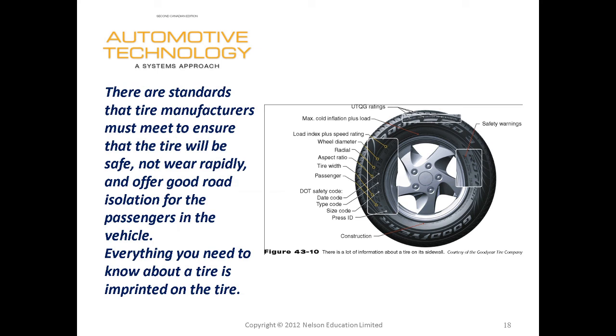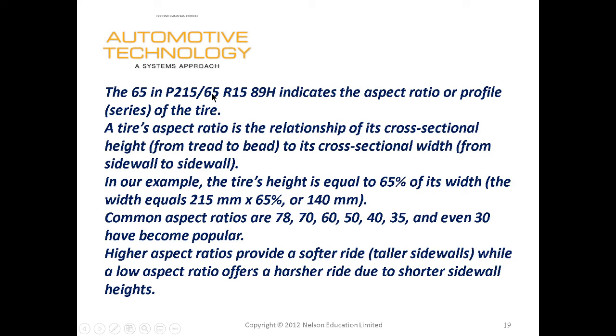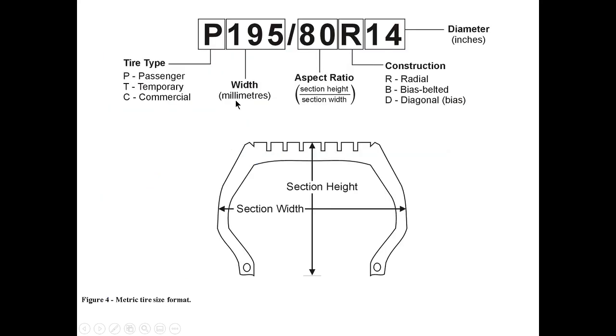These markings are not just random numbers and letters. I'm not going to get into this too deep. There are certain ones that are more important for tires. Aspect ratio, 65%. Actually, let's just go to the next slide, which is a bit easier to understand. P195/80R14. P stands for passenger. Other ratings we might see are T for temporary, C for commercial, and LT for light truck.